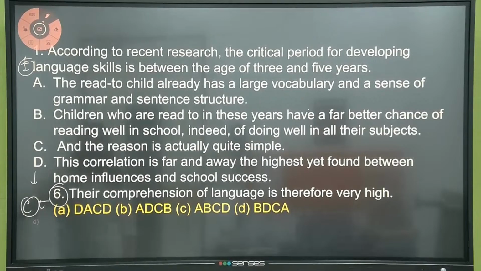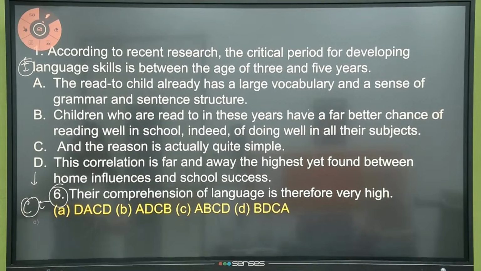According to recent research, the critical period for developing language skills is between the age of 3 and 5 years. Now let's have a look at the second statement. Which statement should follow? The read to child already has a large vocabulary and a sense of grammar and sentence structure. Children who are read to in these years have a far better chance of reading well in school, indeed of doing well in all their subjects. And the reason is actually quite simple. This correlation is far and away the highest yet found between home influences and school success. Their comprehension of language is therefore very high.